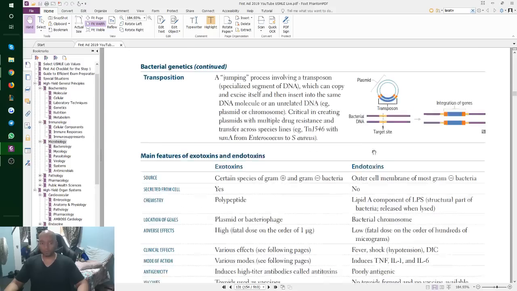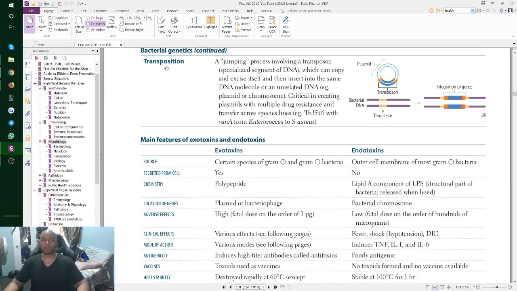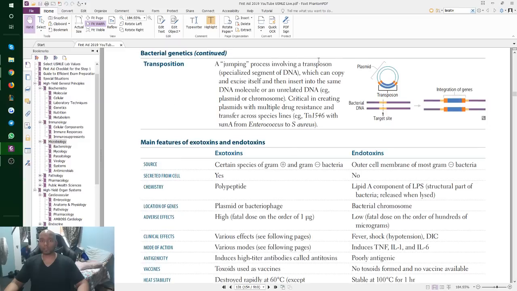Okay. Last thing here is transposition, which is pretty easy to remember because of the word position, you're just moving the position of things. Transposing is actually jumping around as well, so that's kind of what's happening here. A jumping process involving a transposon, which is a specialized segment of DNA, which can copy and excise itself and then insert into the same DNA molecule or an unrelated DNA, right? Critical in creating plasmids with multi-drug resistance and transfer across species lines, right? So Tn1546 with VanA from Enterococcus to S. aureus is just an example, and this is actually a pretty important example that shows up a lot.